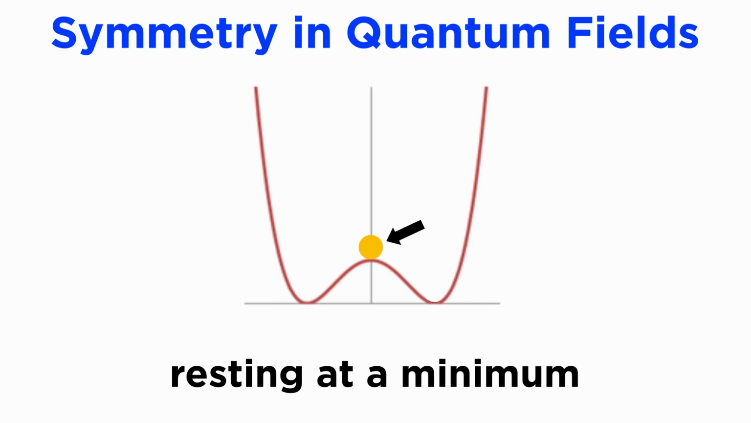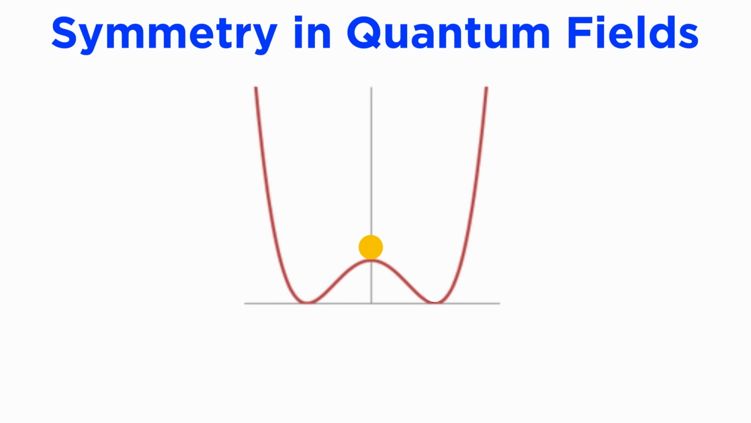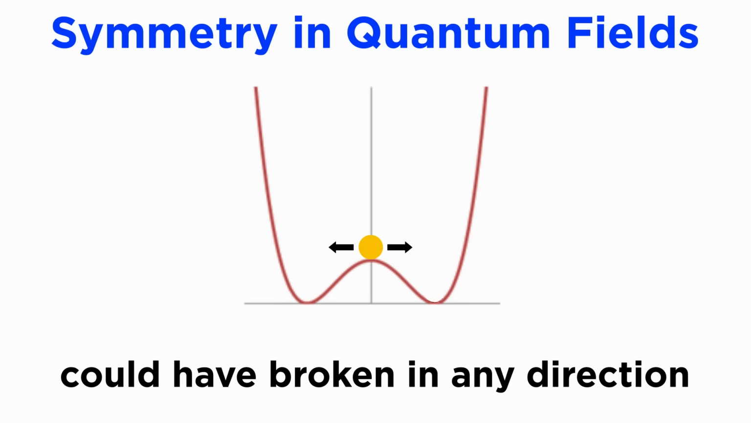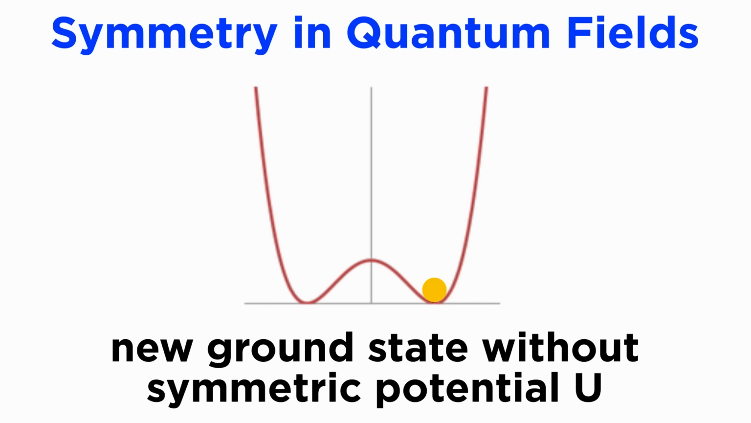Initially, the field is resting at a minimum of the W-shaped potential. This is a 2D representation, but you can imagine it in 3 dimensions. Then, as a result of some sort of perturbation, the field rolls down into a new ground state, or vacuum state, along the brim of the potential. However, the direction that it breaks in is spontaneous. It could have broken in any direction. Now that the field is in its new ground state, it does not see a symmetric potential U, while the overall symmetry is still preserved.